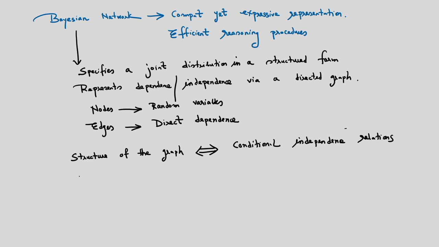And one important point is the graph is acyclic. This is an important point. The graph is acyclic. The meaning is no directed cycles. No directed cycles.